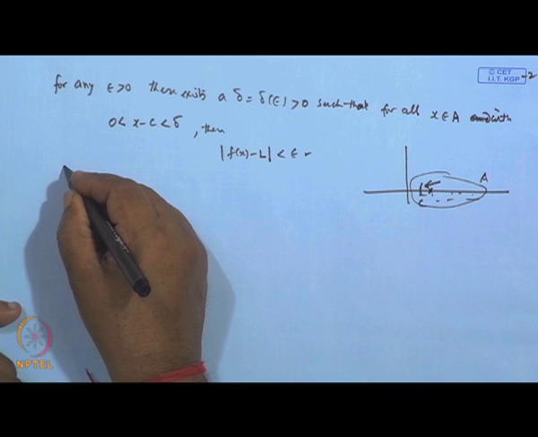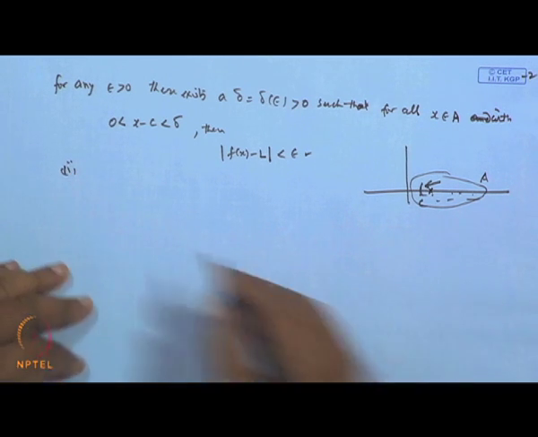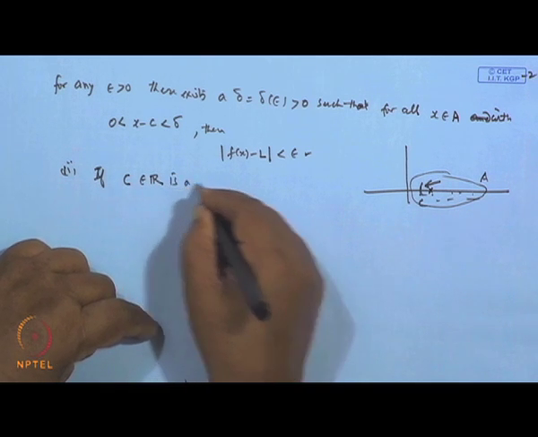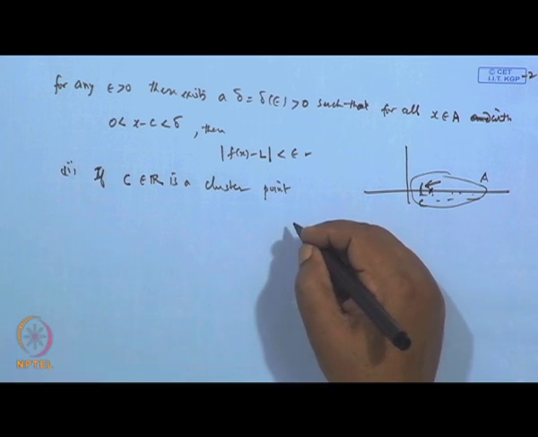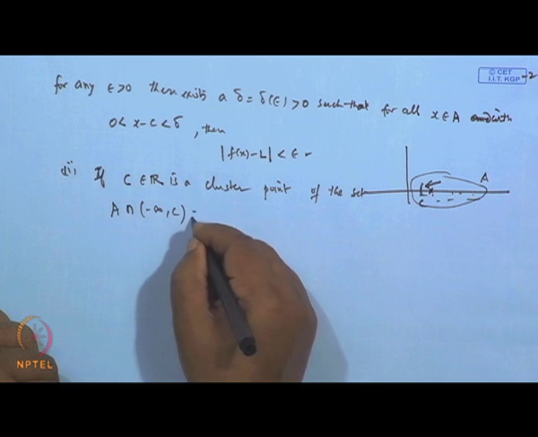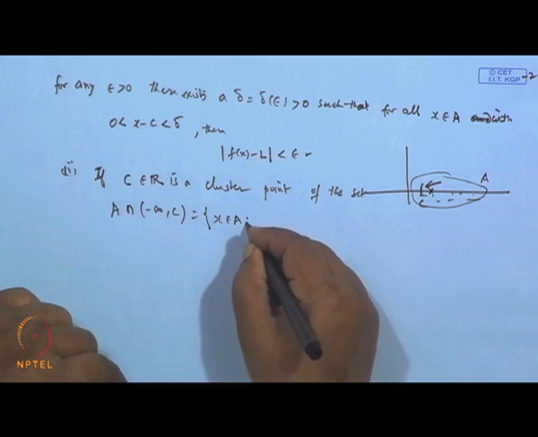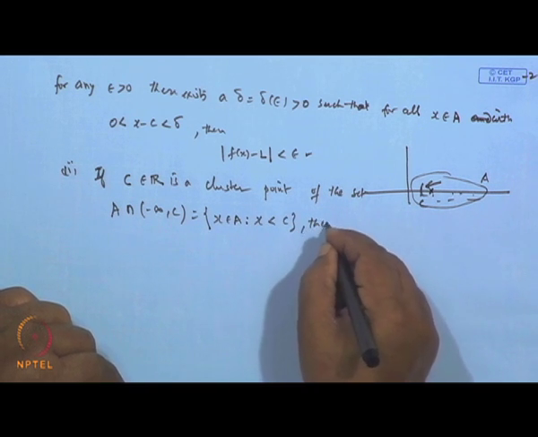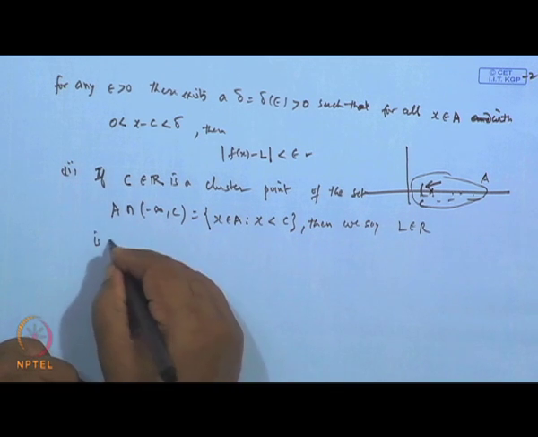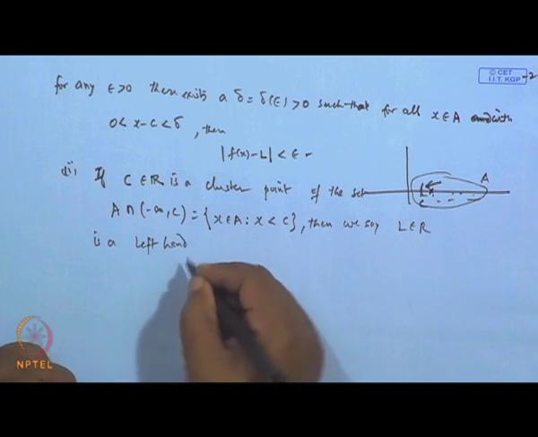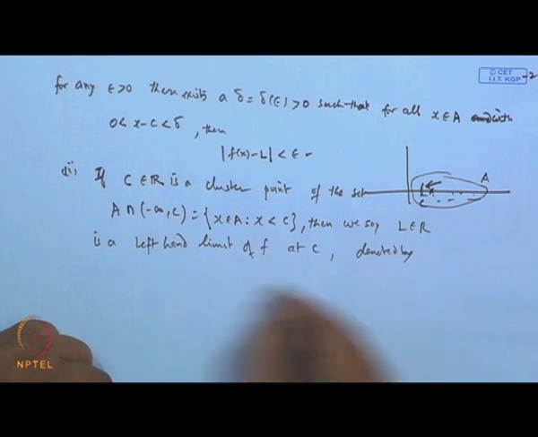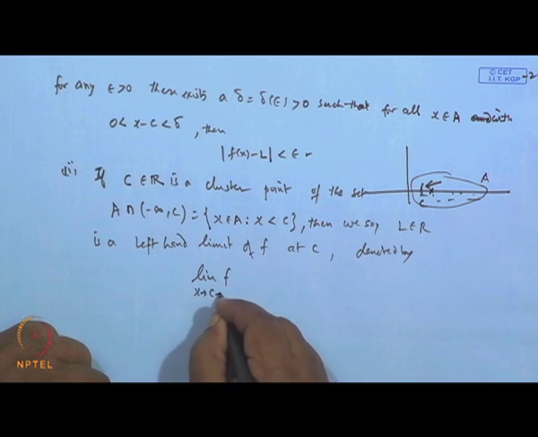Second, we define: if c is a point in R, and is a cluster point of the set A intersection (minus infinity, c), which means this is the set of those points x belonging to A where x is strictly less than c, then we say L belongs to R is a left hand limit of f at c, denoted by limit of f(x) when x tends to c minus is L.